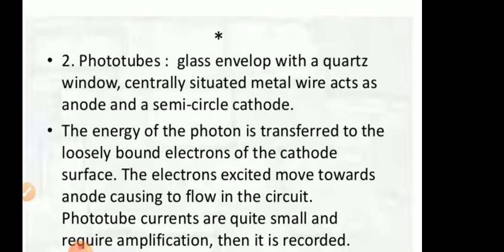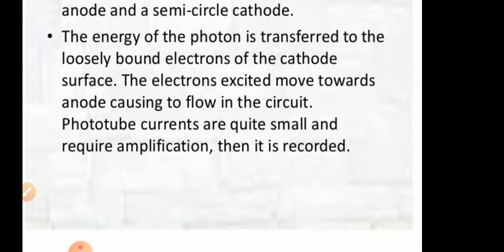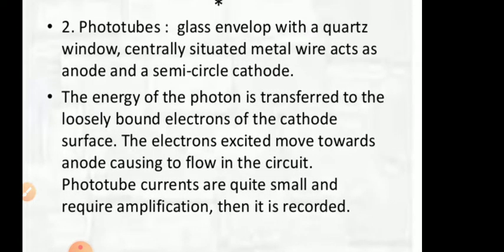Through the quartz window, the radiation will come inside. There is a centrally placed metal wire which acts as anode, and there is a semicircle plate which acts as cathode. The whole thing is coated with alkali or alkaline earth metals. The energy of the photon is transferred to the loosely bound electrons of the cathode. The radiation light passes through the quartz window, reaches the semicircle cathode. Energy of the photon is transmitted to the loosely bound electron of the cathode. Excited electrons move towards the anode.